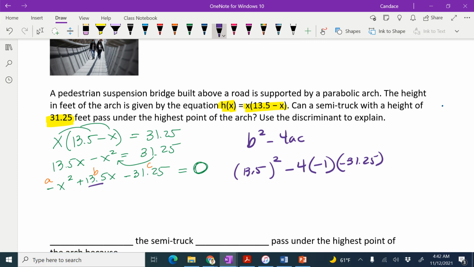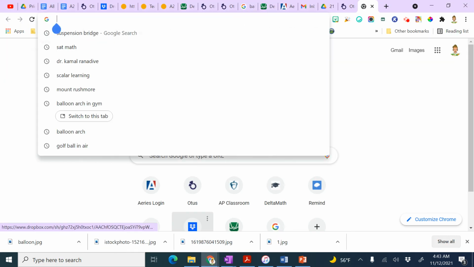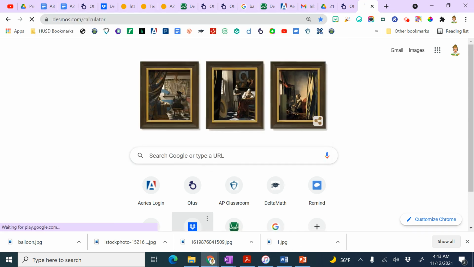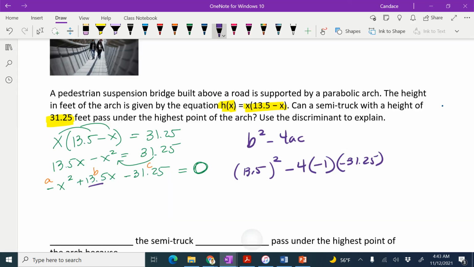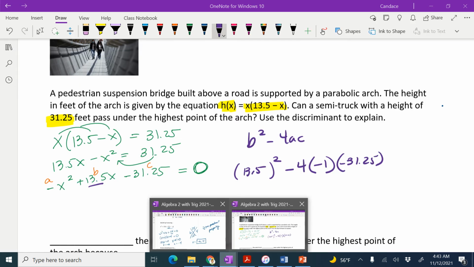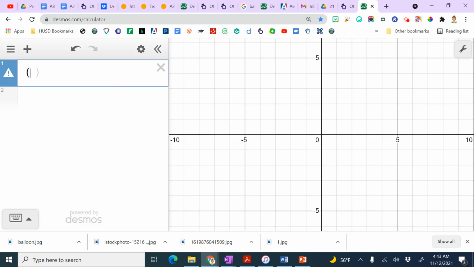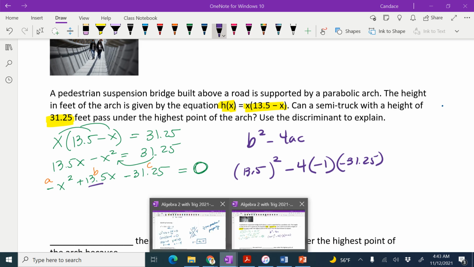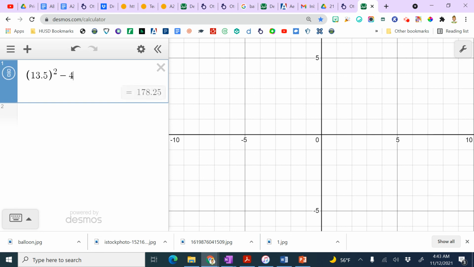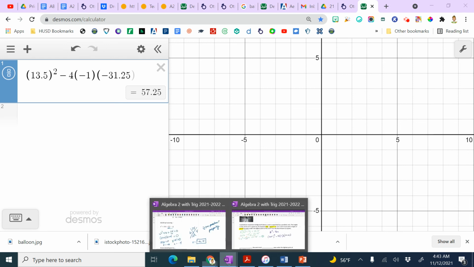I am going to go ahead and get Desmos out, which I'm sorry I did not set up ahead of time. I'm going to use Desmos to do the calculation. So it was 13.5 squared minus 4 times negative 1 times negative 31.25. And you'll notice I got a positive number, 57.25.